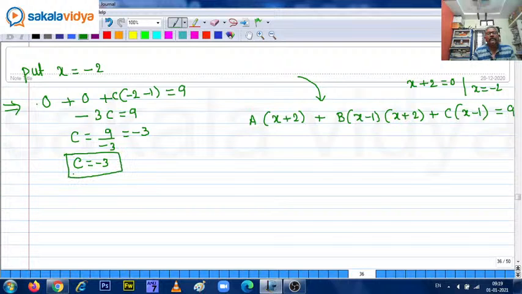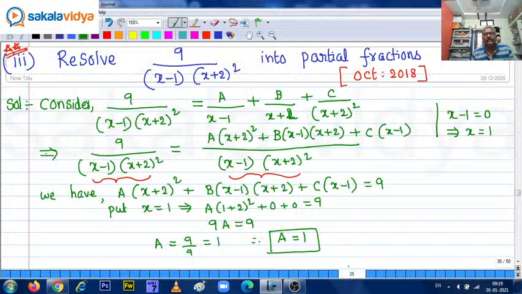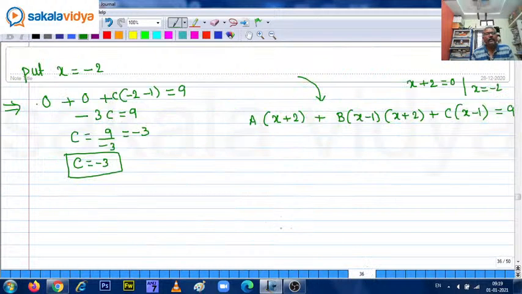But we know both the values. What are the values we have evaluated so far? The a value and the c value. But we need to find the b value. So that means we need to simplify this one. How could we simplify? Just see this, open the bracket, we get ax plus 2a plus bx minus b. Sorry, one minute, let me do it like this.